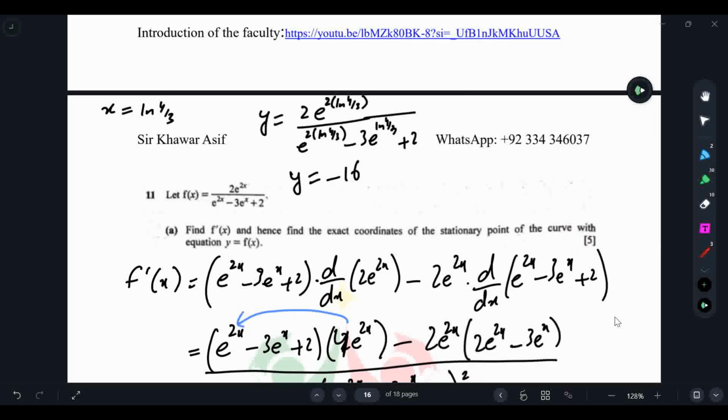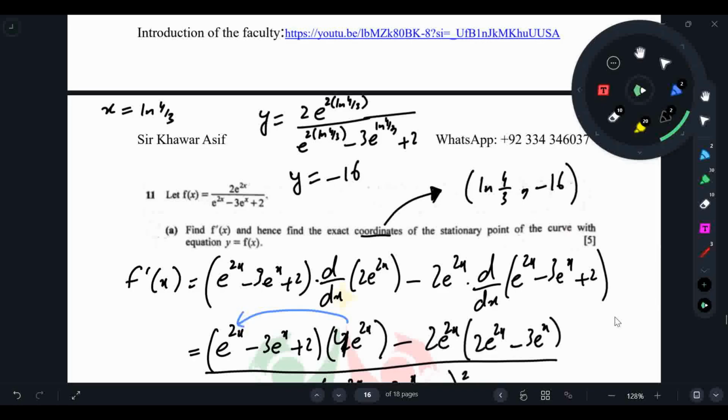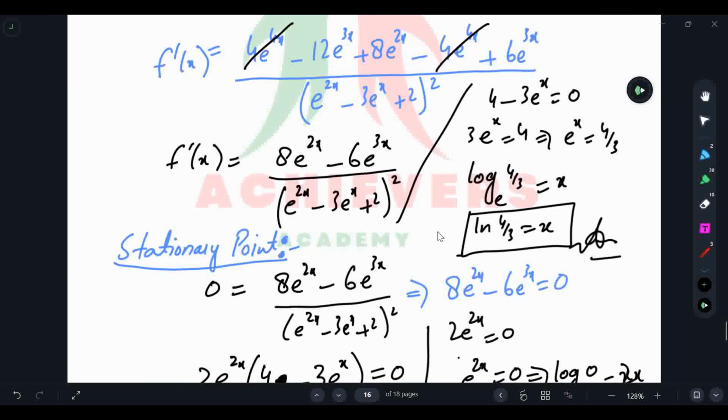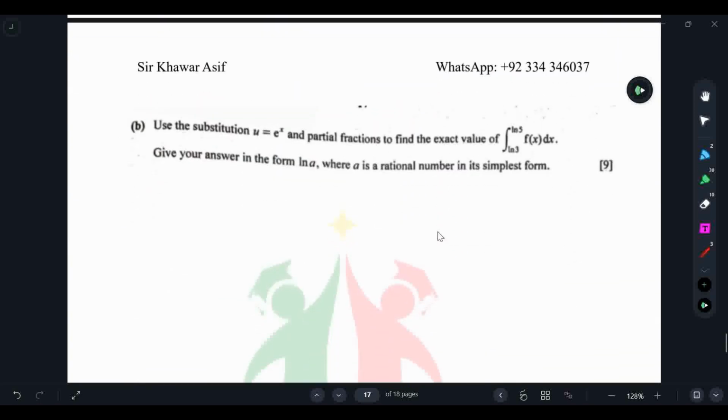So this will be the final answer: the exact coordinates of the stationary point will be natural log of 4 by 3 and negative 16. I hope that the concept is clear, but be very careful about the exact values and the exact answer. Let's move to the next part.